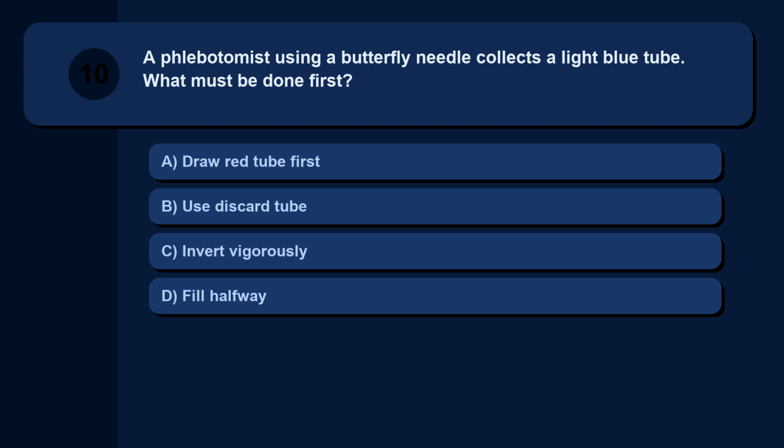Butterfly tubing contains air, which can underfill coagulation tubes. A discard tube removes air to maintain proper blood to additive ratio.